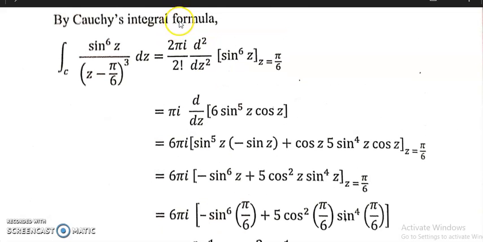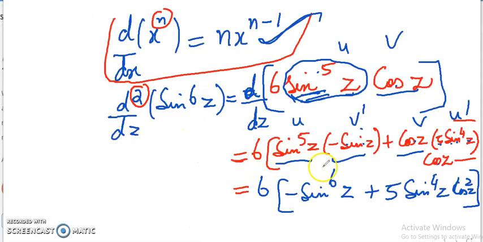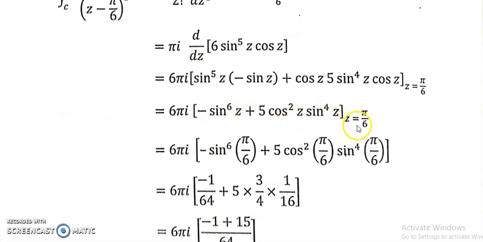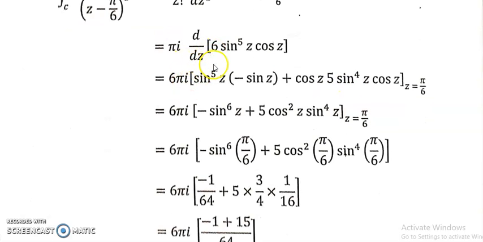The differentiation part I have substituted here. You see 2 pi i by 2, so pi i will be here. After that you can take this 6 outside, that's what we did here. So we get 6 pi i into minus sine power 6 z plus 5 cos square z sine power 4 z, at z equal to pi by 6. I have just substituted the differentiation which we did on the previous page.